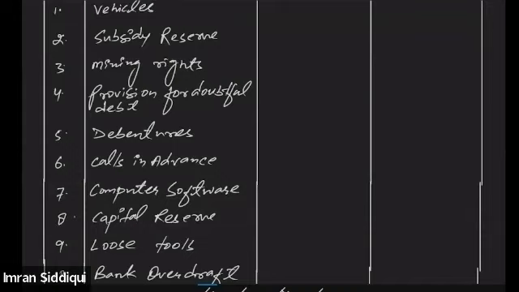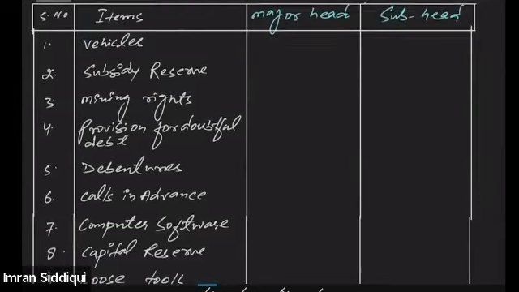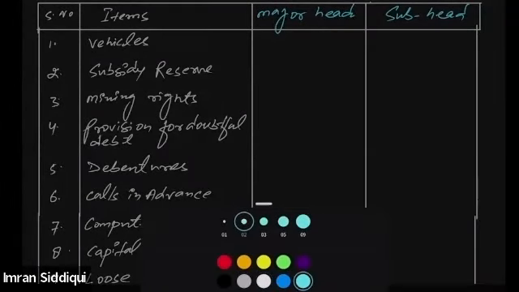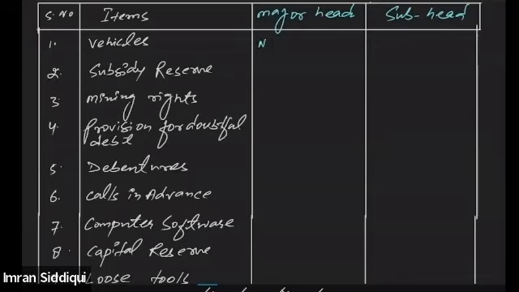Let me help you. See, vehicle is what? Vehicle is an asset, right? That will fall under the category of the asset. And obviously, vehicle is not the current asset. It will definitely fall under the category of the fixed asset, and fixed asset is called the non-current asset. So if you look at the items that we have written in the previous session, you'll find out the vehicle will be there in the non-current asset category. The major head of the vehicle is non-current asset, and subhead is tangible asset. Fixed asset and tangible asset.